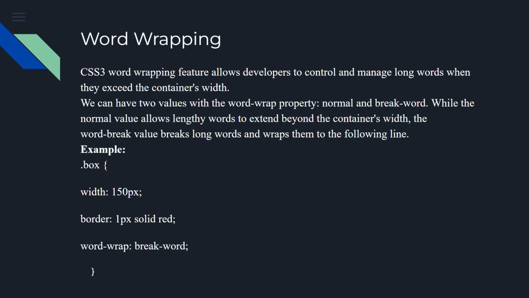Next we have word wrapping. CSS3's word wrapping feature is a useful tool for developers to handle long words that exceed the container's width. It provides two values for the word wrap property, normal and break word. The normal value allows long words to extend beyond the container's width. The break word value, as demonstrated in the example below, breaks long words and wraps them to a new line when they reach the container's edge.